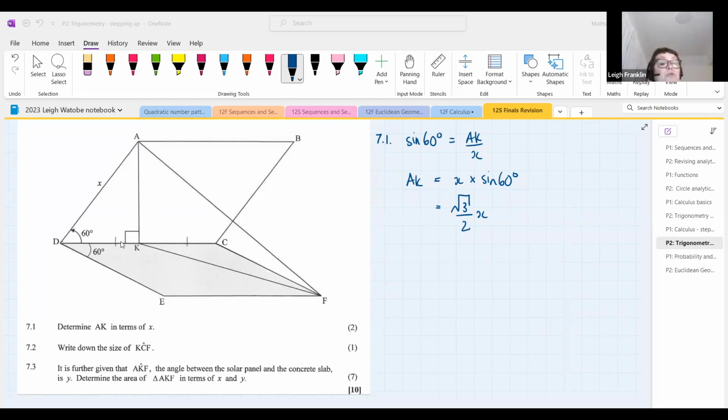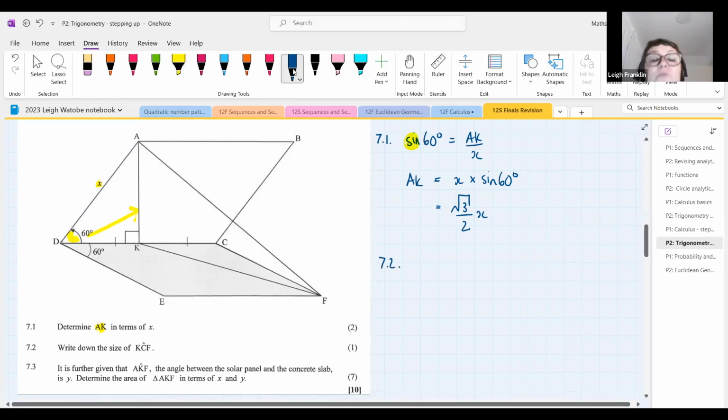Okay, so remember, you're working from the angle that you know. So you know this angle over here. So it's opposite because they told us they wanted AK. And then X we know is the hypotenuse because it's opposite the right angle. So if it's opposite and hypotenuse, it's got to be the sine of the angle.